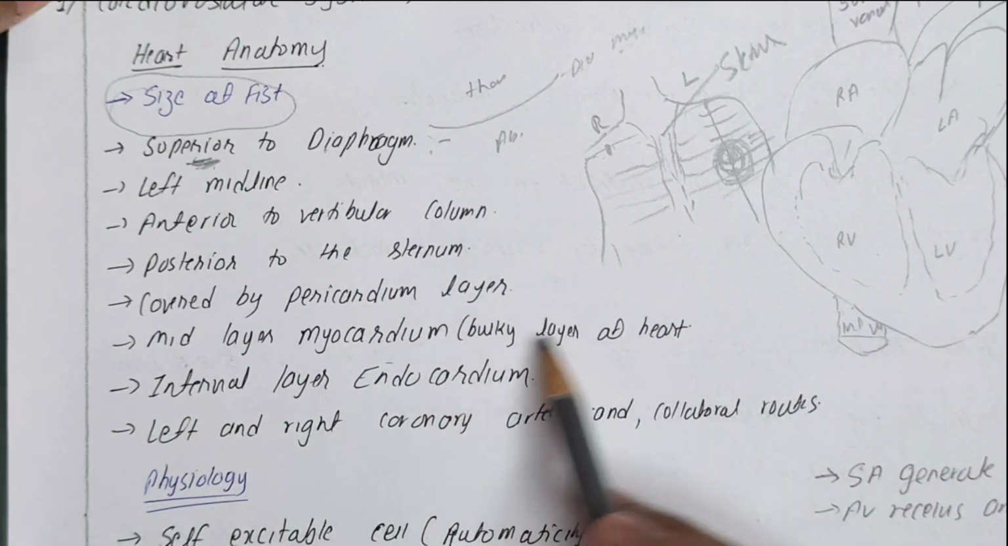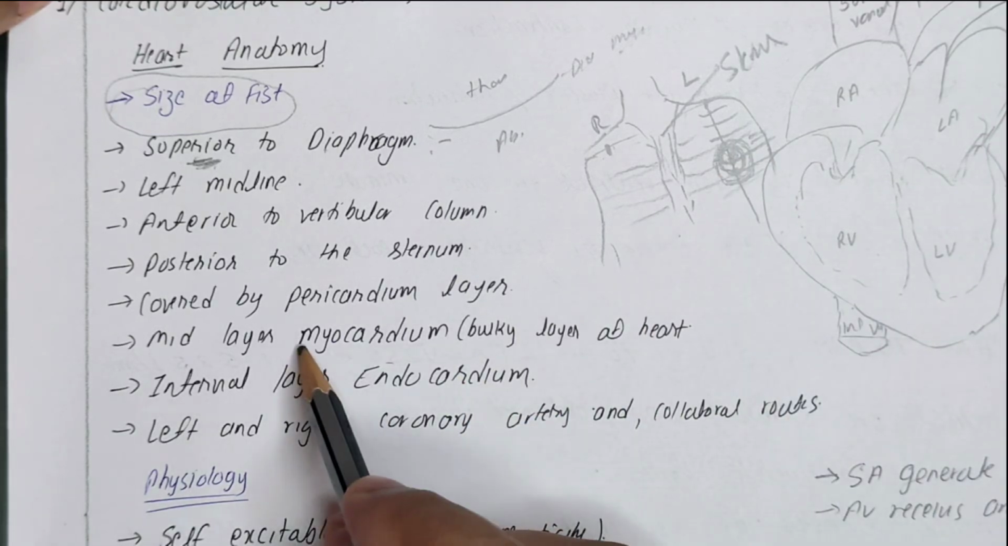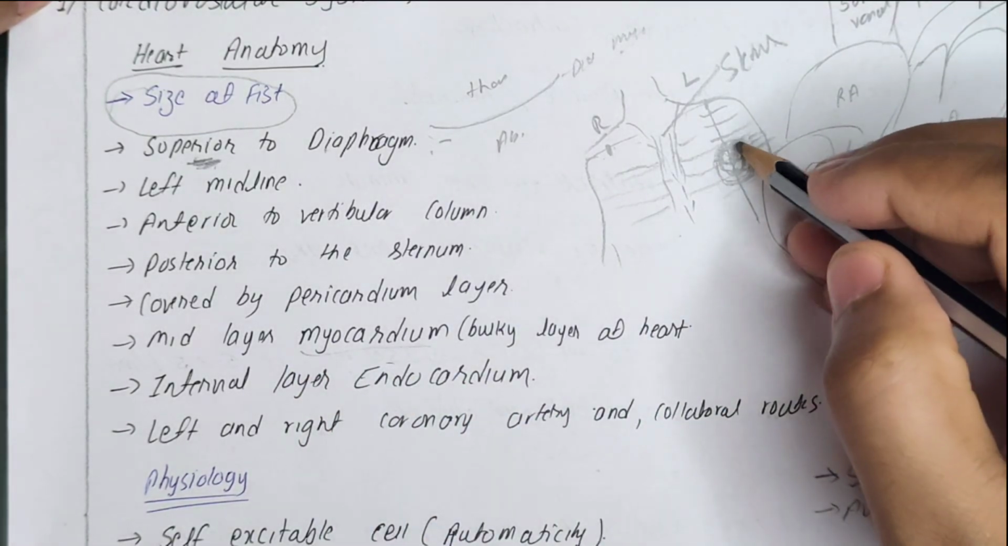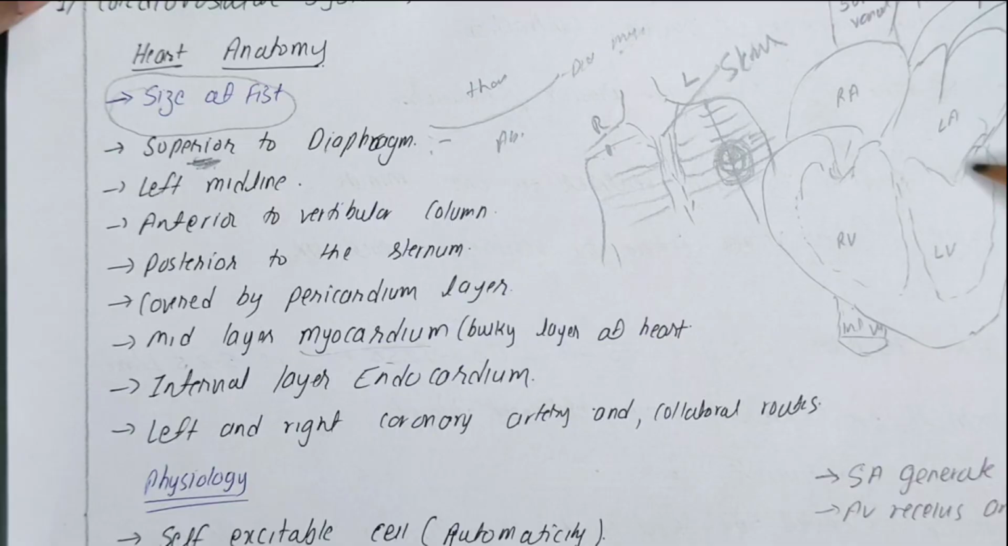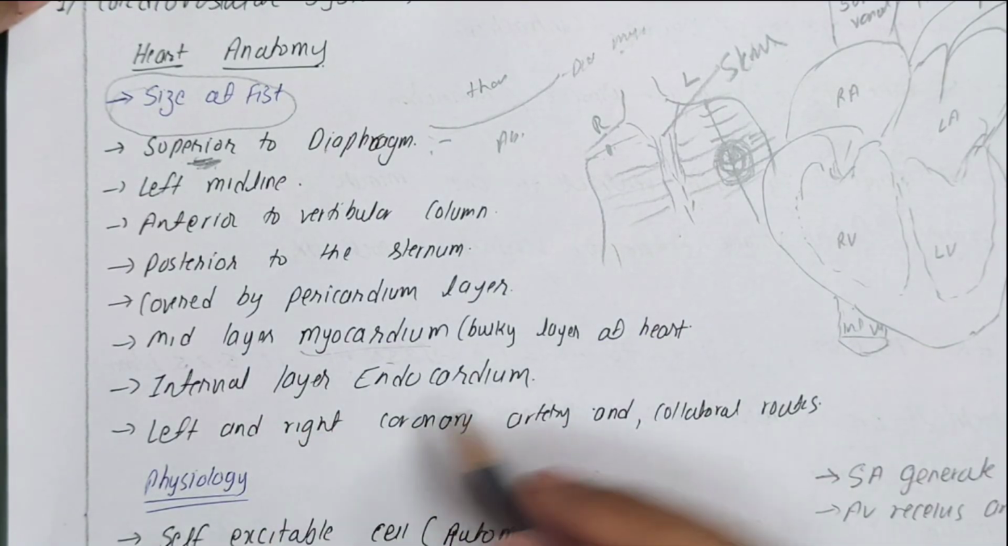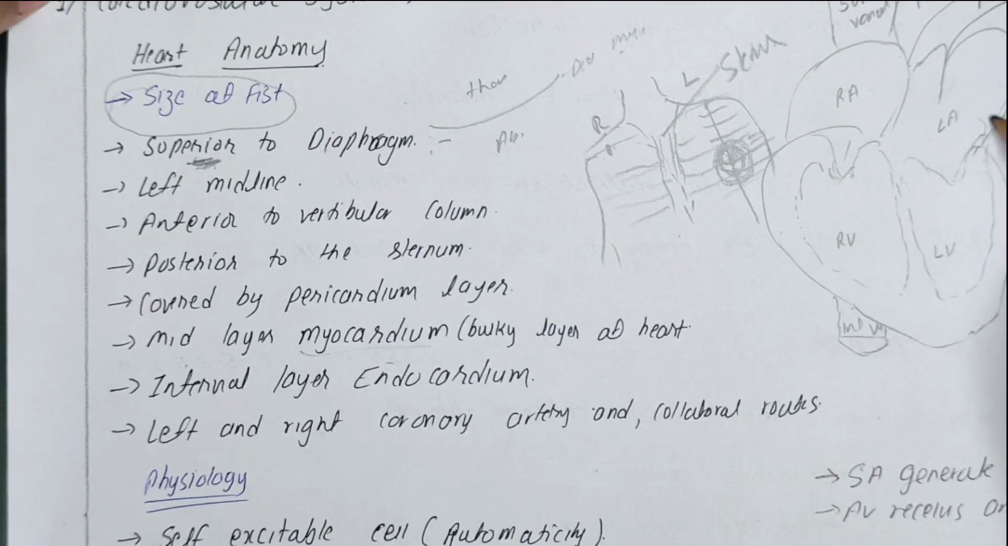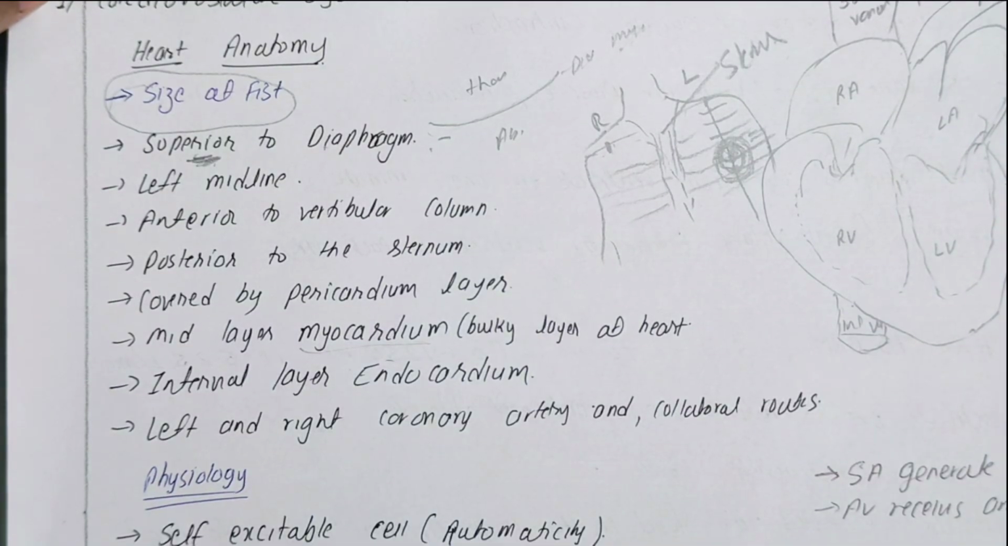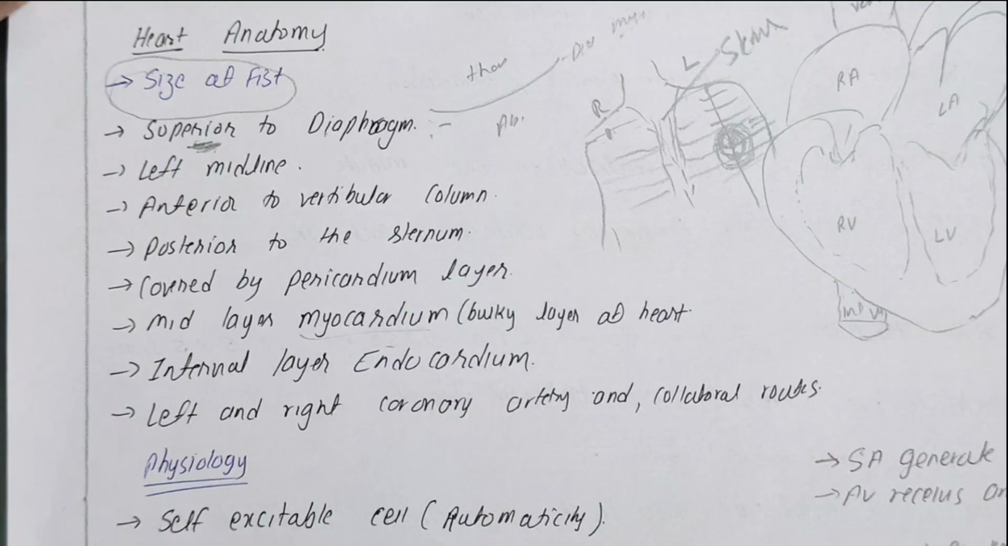so the mid layer of this heart is known as myocardium. Myocardium is basically the wall of the heart. If this is a heart, this wall is known as the myocardium layer, and the internal layer is called endocardium. This internal layer of this hollow structure, this heart, is known as endocardium. Hope you understand the basic anatomy of this.